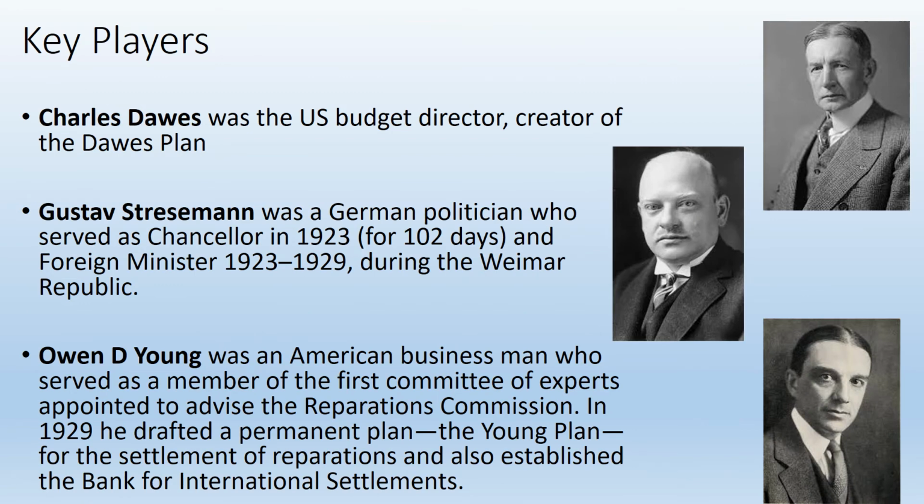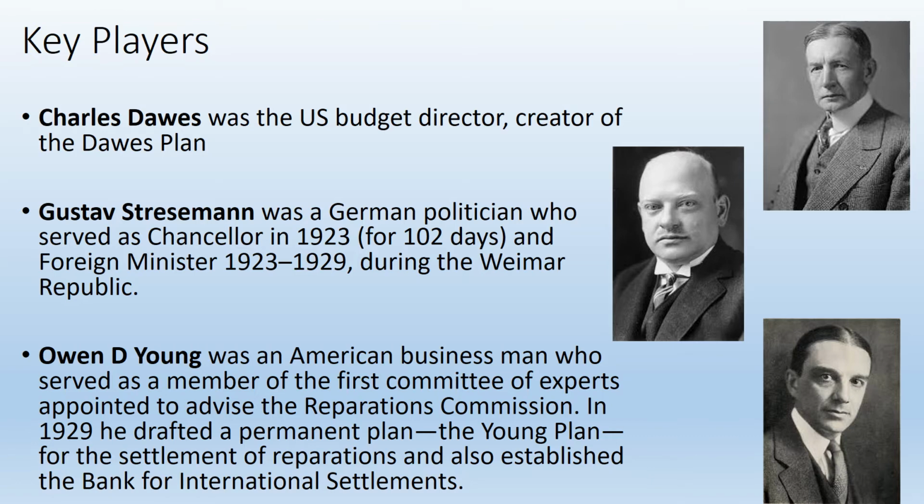So on this slide, we'll see the 3 key players involved in the Young and Dawes plan. So of course, Charles Dawes, he was a US budget director and creator of the Dawes plan. Gustav Stresemann, he was a German politician. He served as the foreign minister for the Weimar government, and he was also chancellor for a very brief amount of time, but he was kind of the hero of the 1920s in Germany. And the time in which he was serving as foreign minister is known as what's called the Golden Age. Everything was doing much better in Germany than they were before he was in power.